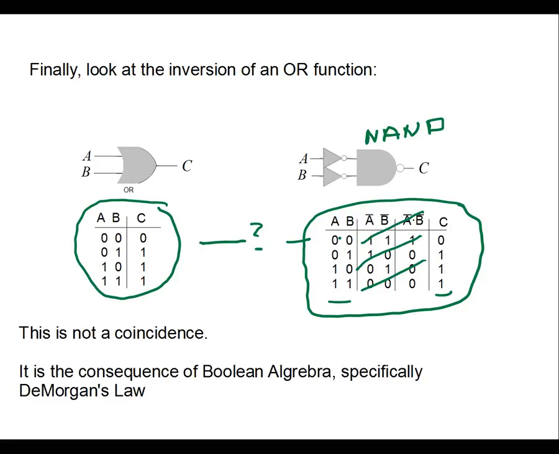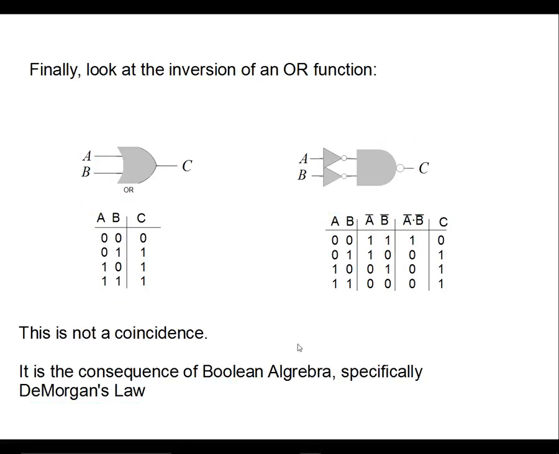And this is not a coincidence. This is a consequence of this whole area of Boolean algebra, which, by the way, we're not going to really touch on. It just wants you to be aware of it. It's called De Morgan's law. We can do a lot of fairly sophisticated algebra on these digital logic functions, and those are quite useful if we want to simplify things.